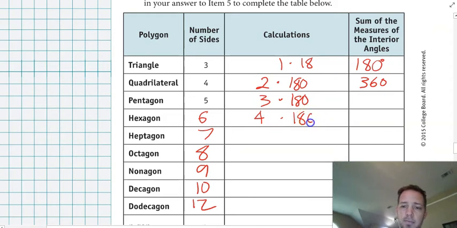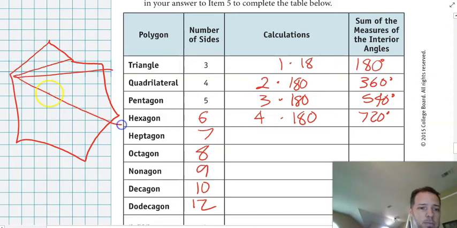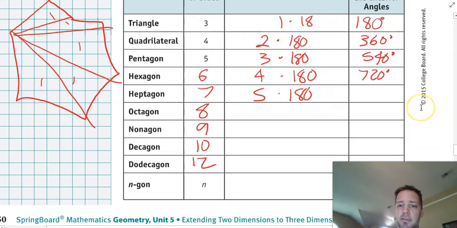Is that going to keep following that pattern? I'm going to draw one more. I'm going to draw a heptagon just to see. So 7... 2, 3, 4, 5. Yep, we do get 5. Okay, so I'm going to assume that pattern continues on and go ahead and get these calculations here as well.